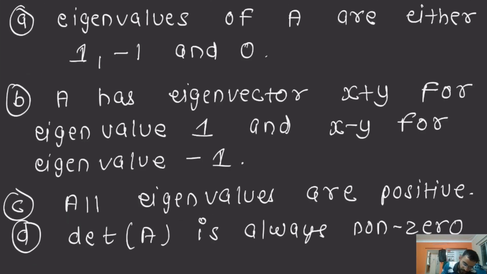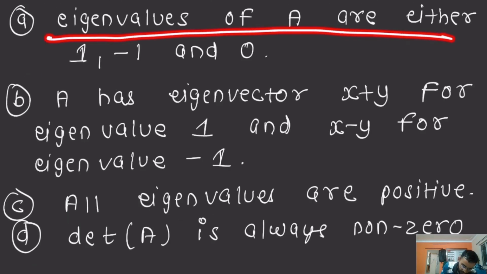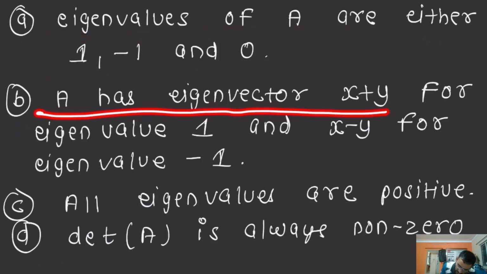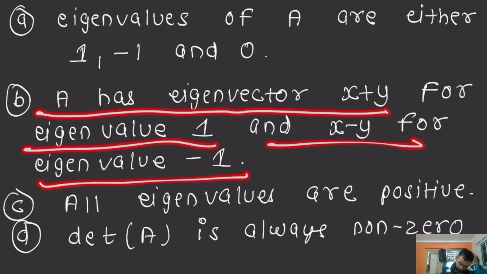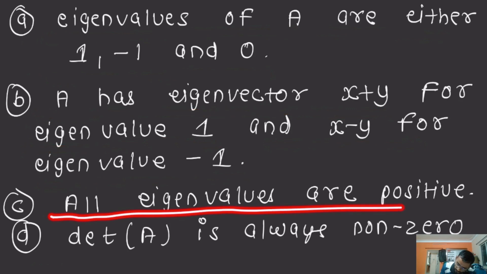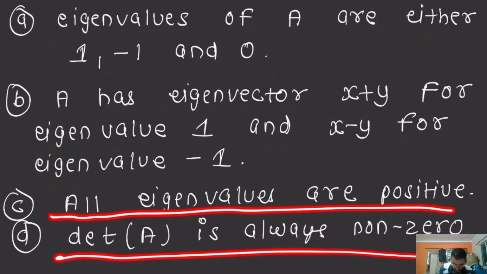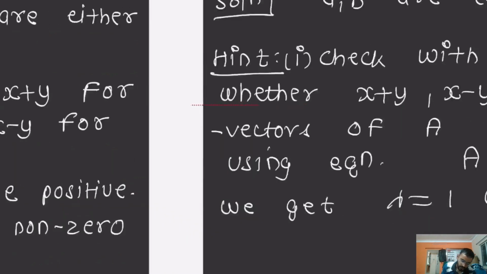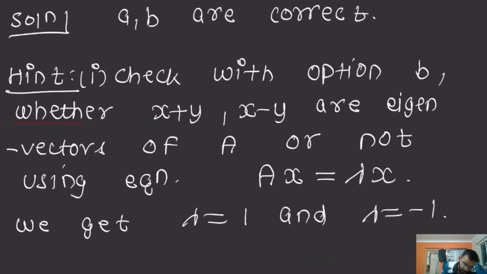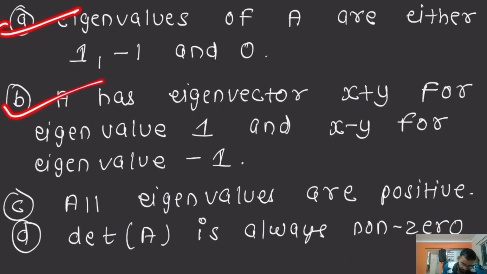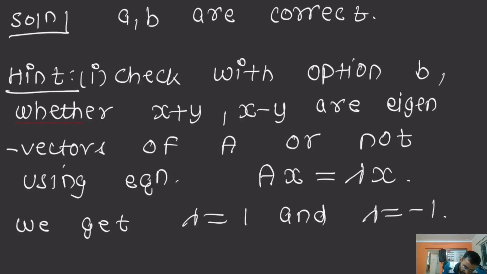Option A: eigenvalues of A are either 1, -1 or 0. B: A has eigenvector x plus y for eigenvalue 1 and x minus y for eigenvalue -1. C: all eigenvalues are positive, and D: determinant of A is always non-zero. If we solve, we get that options A and B are correct. We have some hints for that.